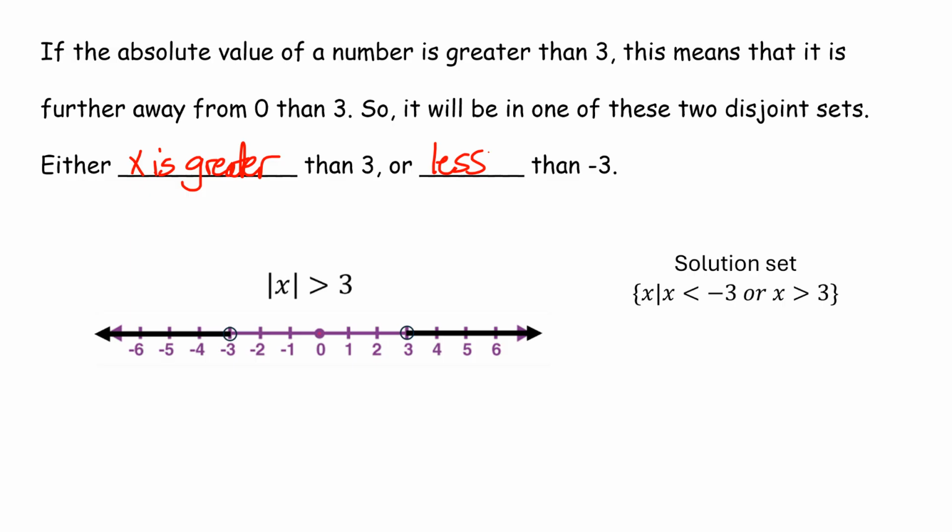So less than, one group of little values all huddled around 0. Greater than absolute value, you're going to have two sets shooting off in opposite directions.